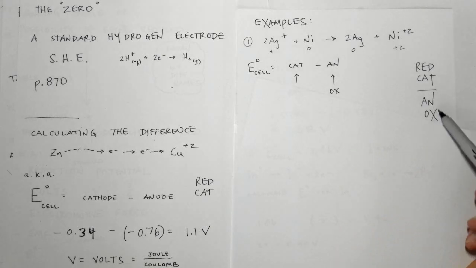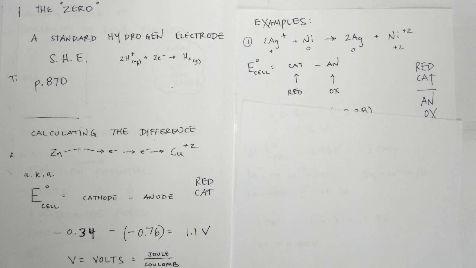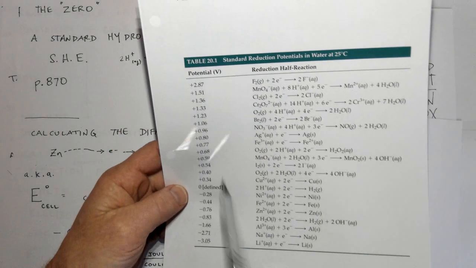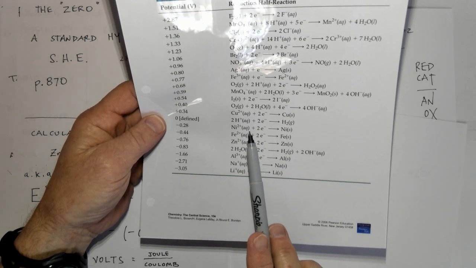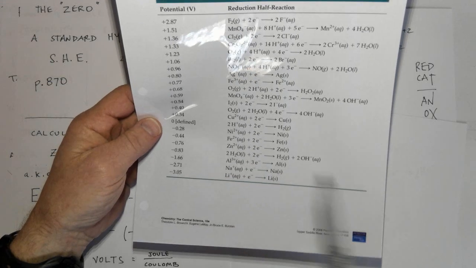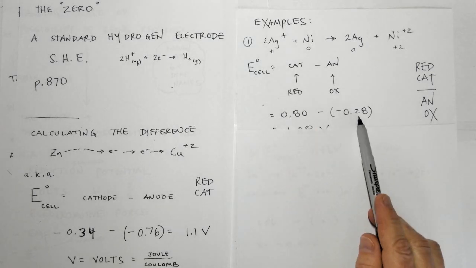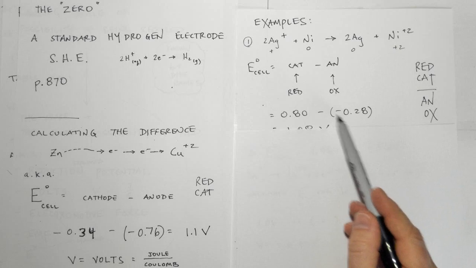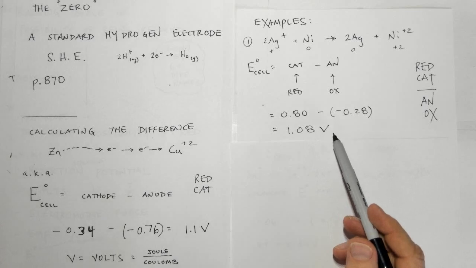And you can also remember an ox. Anode is oxidized, so red cat and an ox will help you decide which one to put where in each of these. So let's look up silver now as my cathode. Silver is right here, it's 0.8. And then let's look up nickel. Nickel's down a little ways on here. Nickel is right here, negative 0.28. So we put in 0.8 right here for silver, and negative 0.28 for nickel. Remember, it's minus a minus, and so we should end up with a battery with a voltage of 1.08 volts.